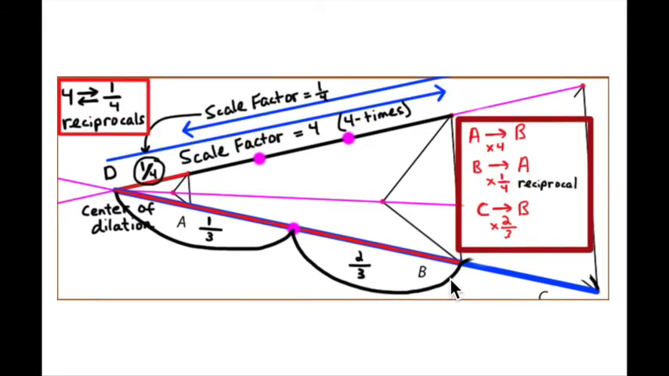All right, so to summarize the whole thing, to take A to B, that was a scale factor of 4. To take B back to A, that's a scale factor of 1/4, and that is the reciprocal. So if you reverse the dilation, you're going to use the reciprocal. And to take C to B, that is a scale factor of 2/3. So DB is 2/3 of the length to DC. All right, problem number 2.